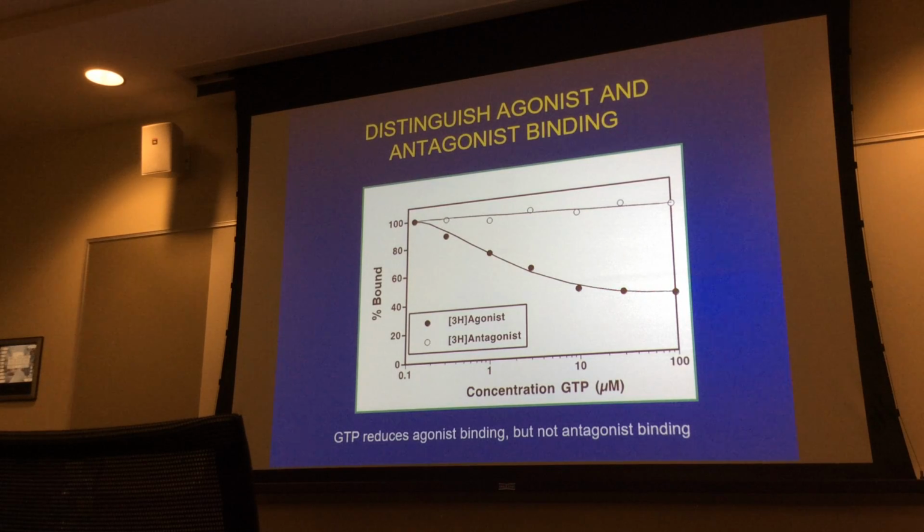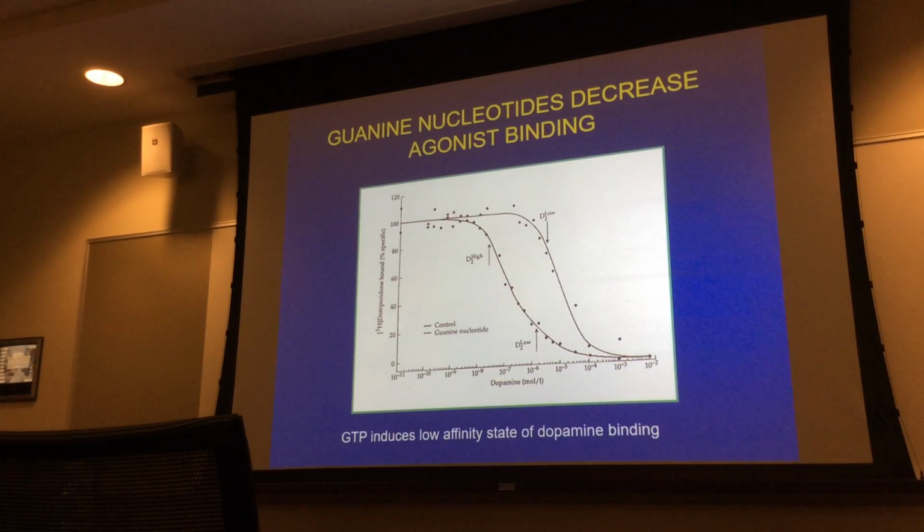And the reason it's decreasing is because the receptor is shifting from a high affinity state into a low affinity state. But for antagonists, it doesn't matter. Antagonists don't care whether the receptor is in a low affinity state or a high affinity state. They bind equally well. So it doesn't matter how much GTP you put in here, the antagonist binding stays the same. Here is a complicated looking graph which illustrates this phenomenon of how these receptors shift back and forth from high affinity states into low affinity states.